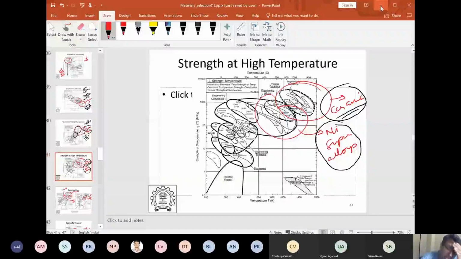Composites won't show this creep because they have the reinforcing agent in there, which is very stable. And they use thermosets, and thermosets are very, very stable.